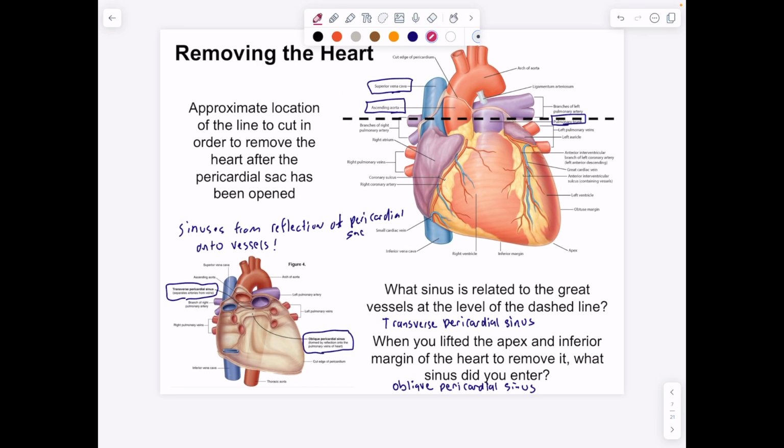All right, so then removing the heart, during this lab we made a cut right here across the different great vessels. We have the superior vena cava, ascending aorta, the pulmonary trunk right here. Then we have a couple questions. What sinus is related to the great vessels at the level of the dashed lines? And this is the transverse pericardial sinus. And then when you lift the apex and inferior margin of the heart to remove it, what sinus did you enter? The oblique pericardial sinus.